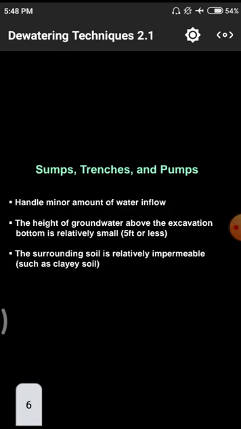If there is no steepness, automatically the groundwater level will increase. If there is a steepness, automatically groundwater flows from one area to another area.